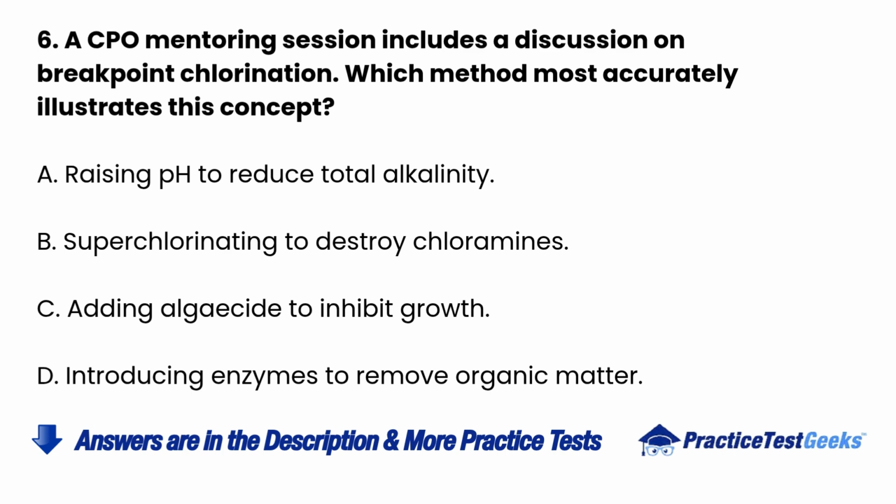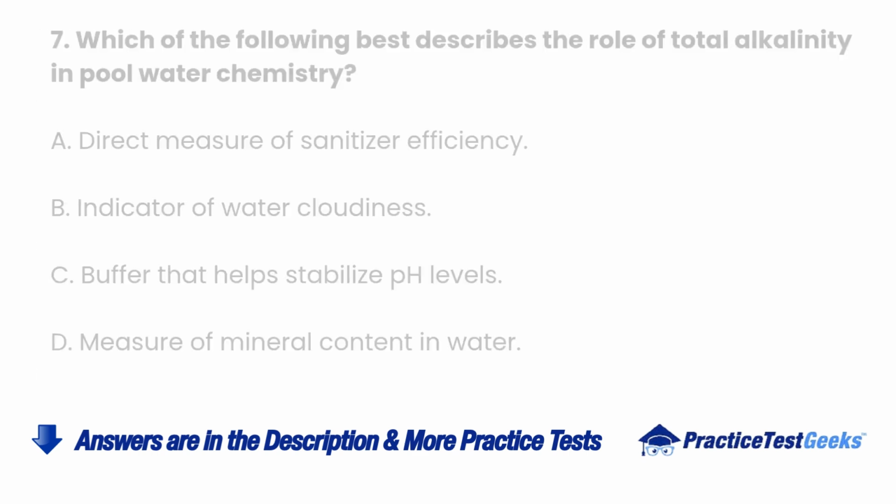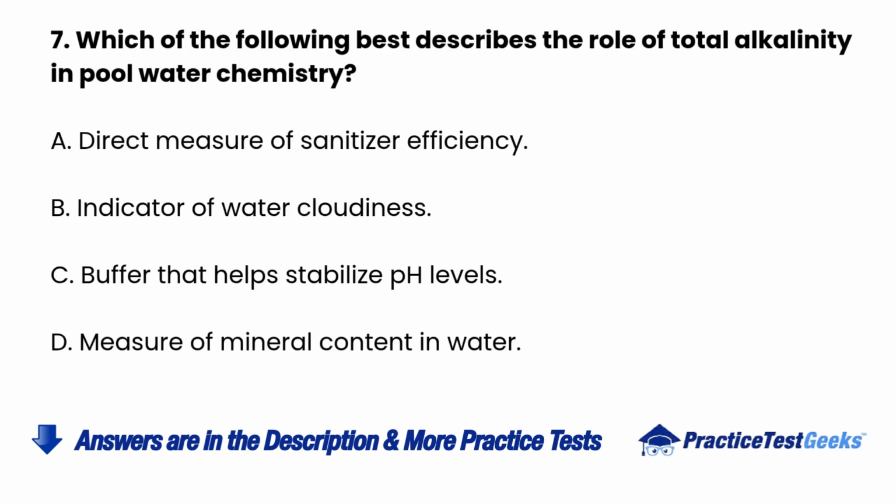C. Adding algaecide to inhibit growth. D. Introducing enzymes to remove organic matter. 7. Which of the following best describes the role of total alkalinity in pool water chemistry?